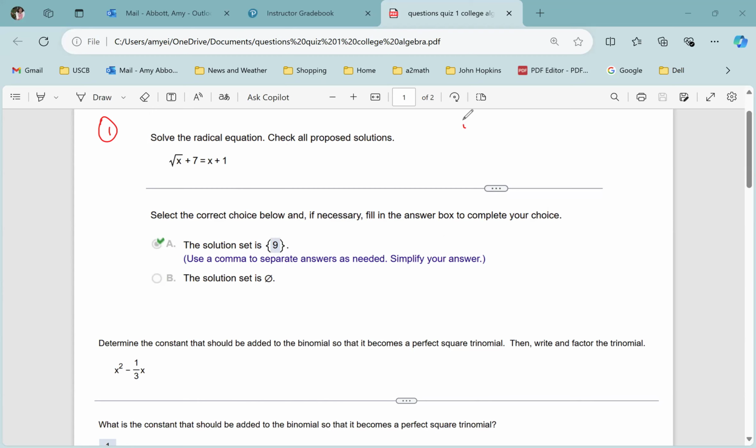Step one is you isolate the radical. So this is the radical, so isolating it, so it's all by itself on that side of the equal sign, when you get rid of the plus 7, so minus 7. So then that ends up with radical x equals x minus 6. And then step two, square both sides.